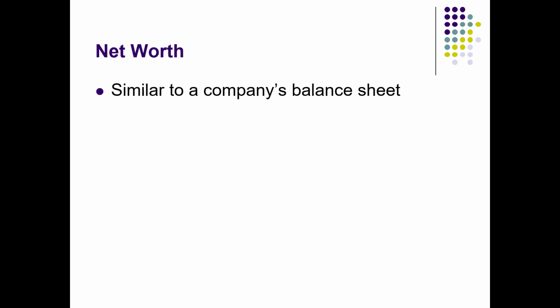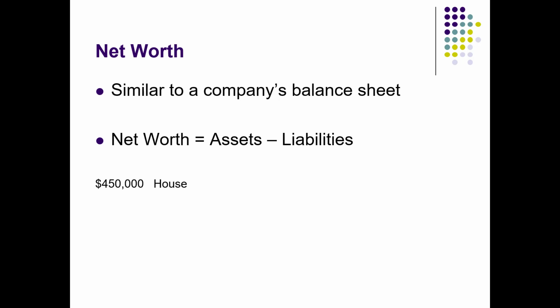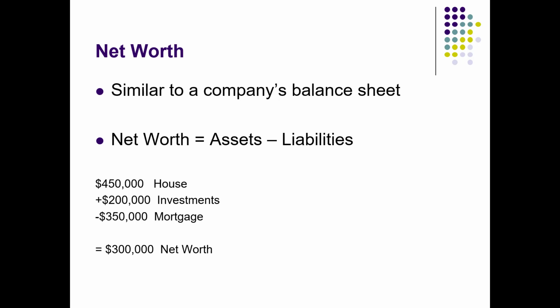The equivalent financial statement for an individual is the statement of net worth. This lists the assets and liabilities of the individual, with the difference between the two being the net worth of the individual. For example, an individual owns a house worth $450,000 with a $350,000 mortgage and has $200,000 in investments. The individual's net worth is calculated as $450,000 plus $200,000 minus $350,000 equaling $300,000.